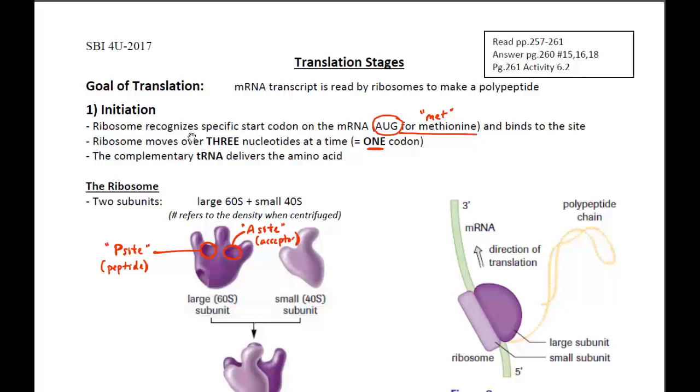Now the ribosome is going to recognize the specific start codon. It's looking for that AUG that's written there, and it's always going to put methionine in that spot. AUG is the code for methionine. It's going to bind to that site, and then the ribosome is going to move over 3 nucleotides at a time. In other words, 1 codon at a time, and for every 3 nucleotides, it's going to read it and deliver the right complementary tRNA, which has the amino acid attached.